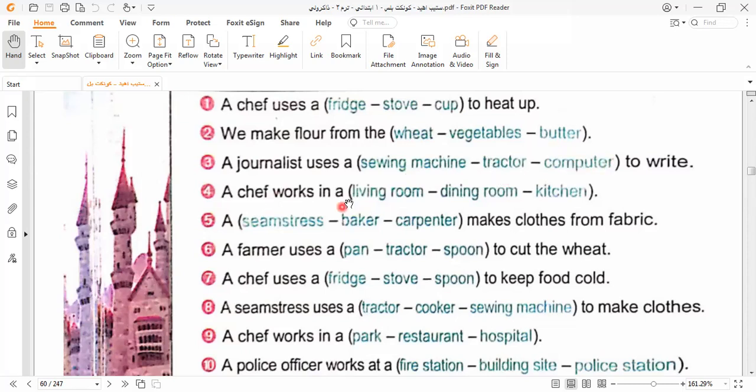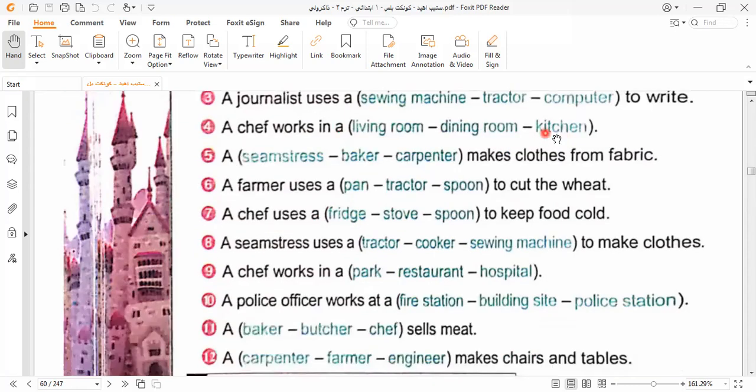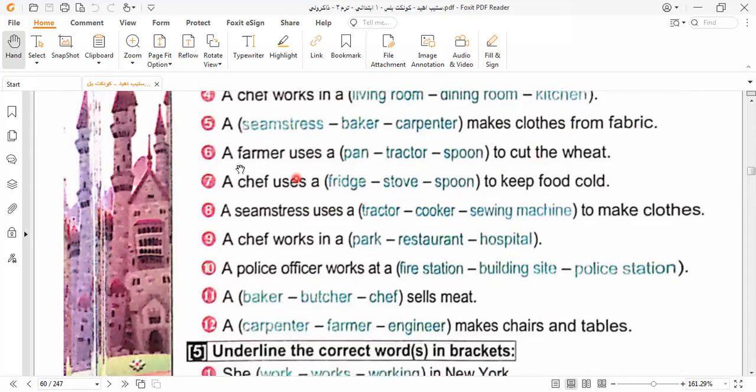A chef works in what? In a kitchen. All of us go to the restaurant and see that the chef works in a kitchen. Which one makes clothes from fabric? Carpenter? Wrong. Baker? Wrong. So seamstress. I will select seamstress. A farmer uses what to cut wheat? A tractor.